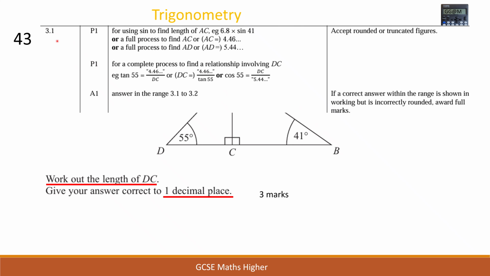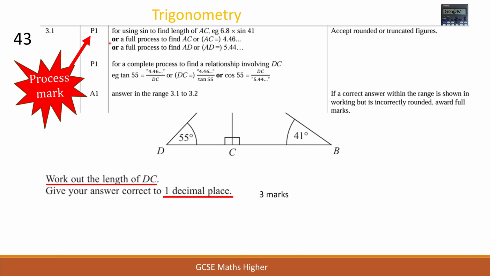The mark scheme shows the answer is 3.1. P1 is a process mark. This is the method that you will need to do, or the process that you need to go through in order to get this answer for 3.1.